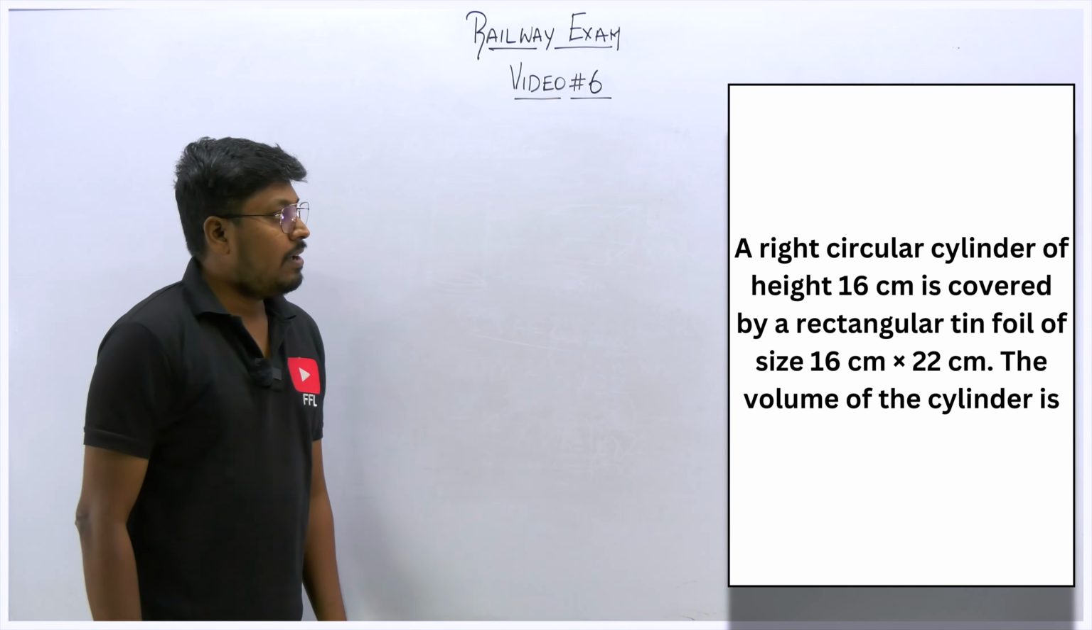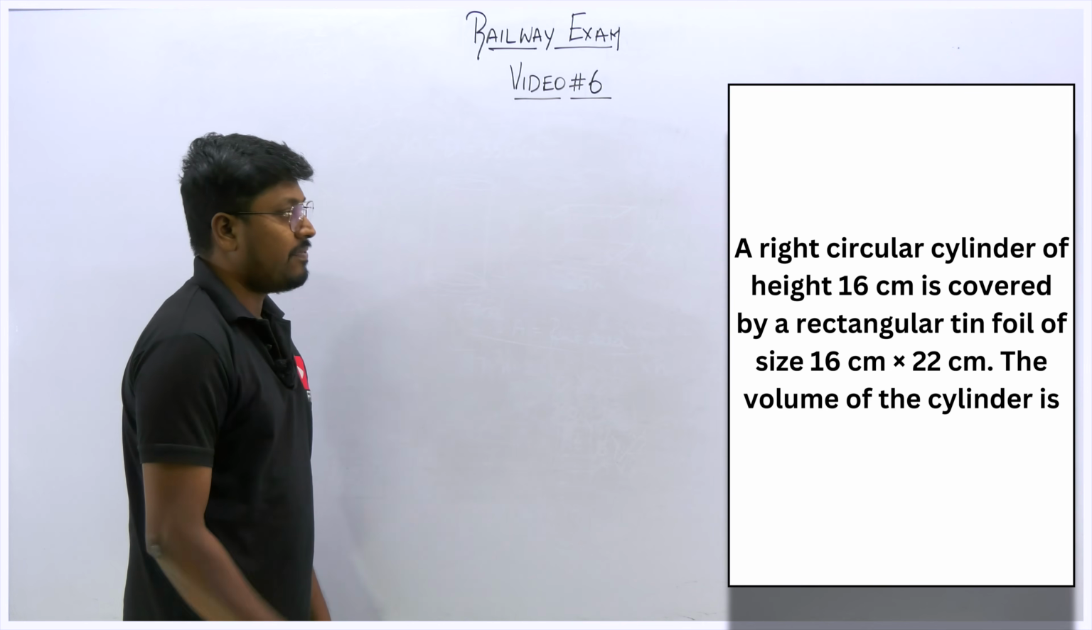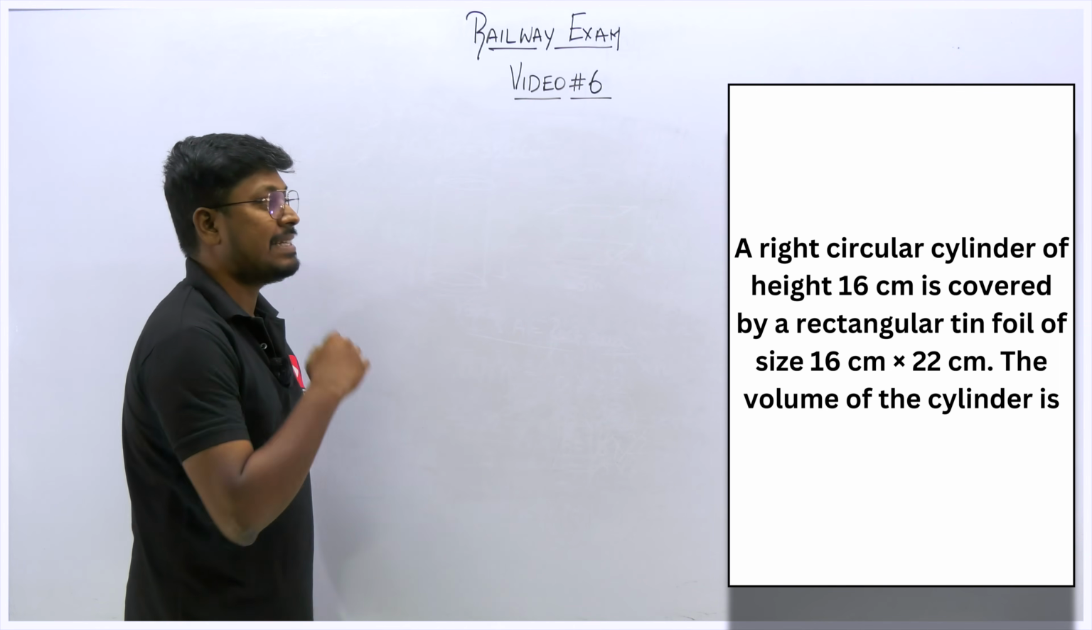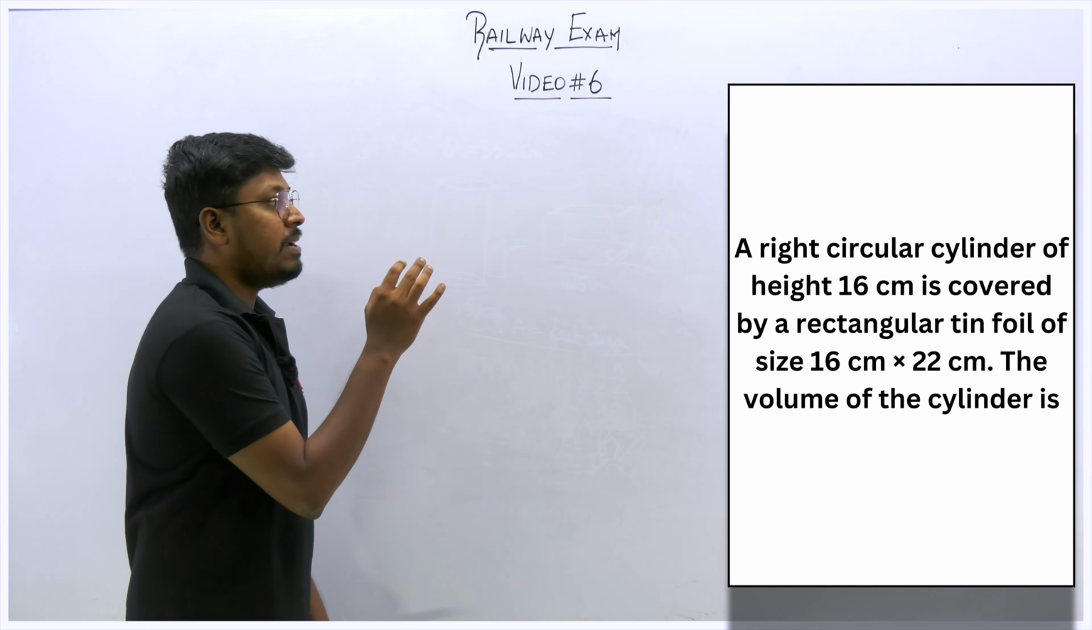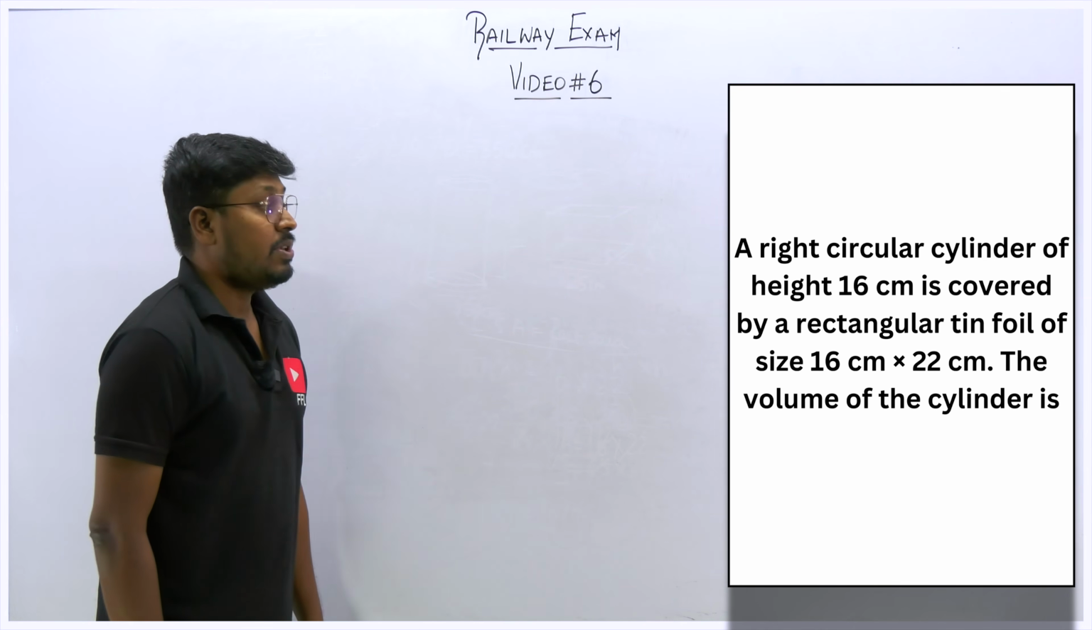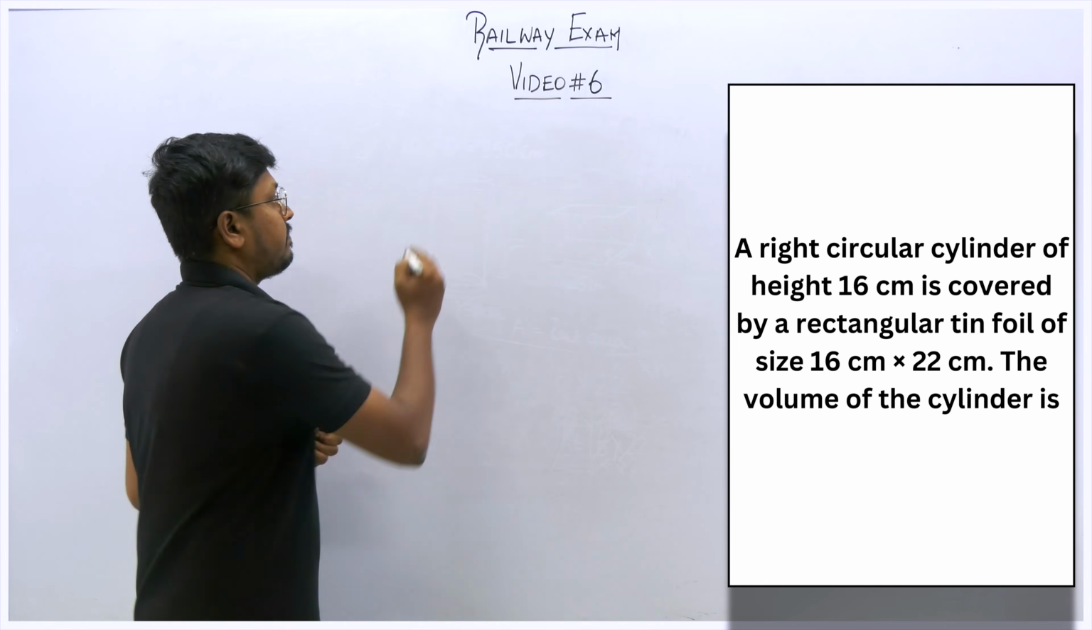Third question. A right circular cylinder of height 16 centimeter is covered by a rectangular tin foil of size 16 centimeter cross 22 centimeter. So the volume of the cylinder is.